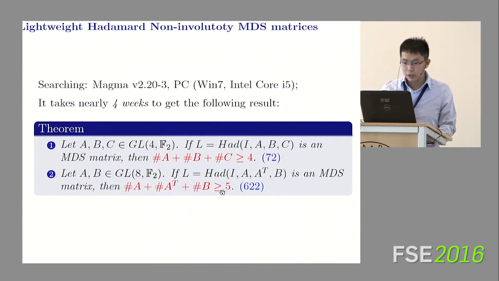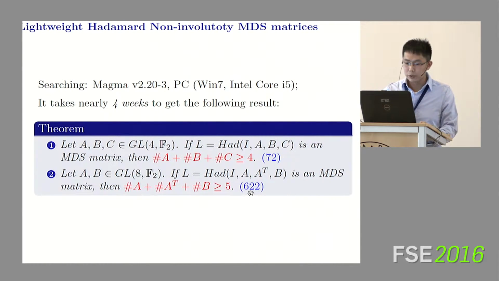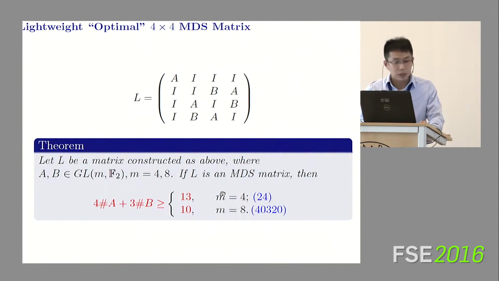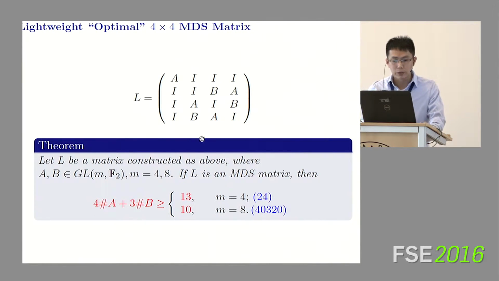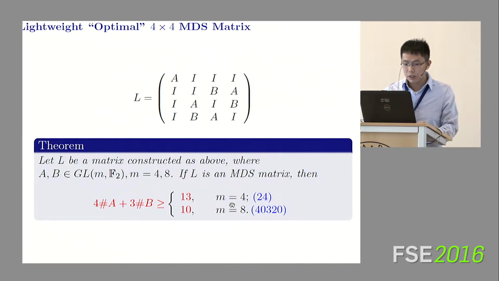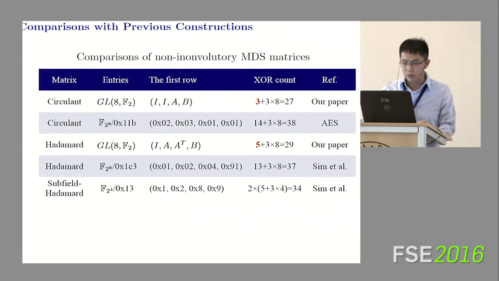Because it takes us much time to determine the lower bounds, we do not try to find all MDS matrices achieving the bound. We just search randomly and get almost 600 constructions achieving the bound. Last is the optimal 4x4 MDS matrix. The lower bound on XORs of all its entries is 13 when m equals 4, and the lower bound is 10 when m equals 8. It is interesting that this matrix has fewer XORs in a bigger space.